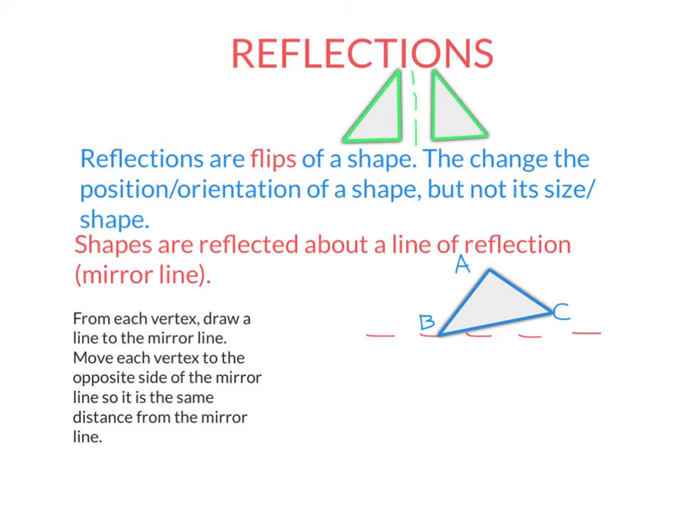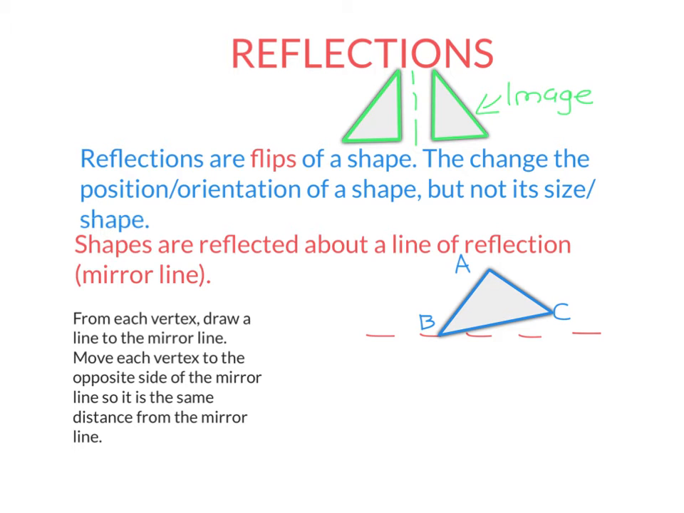Remember, the new shape that you end up with is called the image. And just like for rotations and translations, when you reflect a shape, its image is the same size and shape, but we're just changing its orientation, the way it's facing. When you flip or reflect a shape, you need a line called the line of reflection or the mirror line. We say this shape is reflected about this line here. All of these points on the mirror line are fixed. They don't move when we reflect a shape.